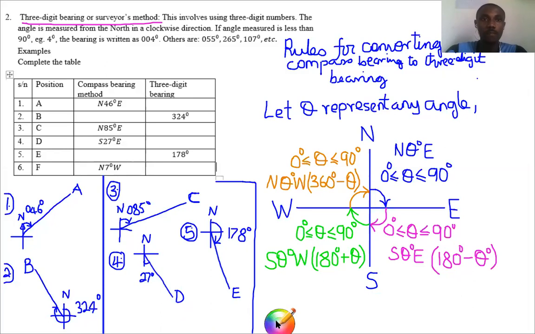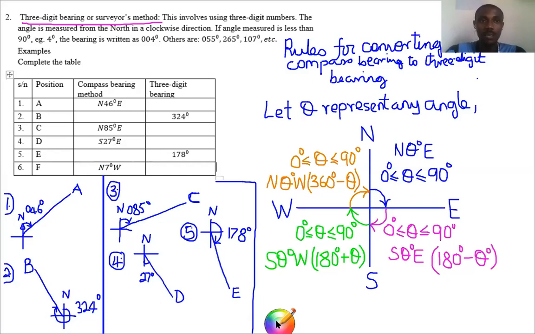This week, my focus is going to be on the second method of measuring or calculating bearing of one point from another. And this second method is known as three-digit bearing or Sauvigne's method. I believe you still remember the method we discussed last week. And if you do, can you remind me the method? What is the name given to that method again? Yes, you can answer. Correct. That is very, very correct. It is called compass bearing. Wow, you guys are smart.